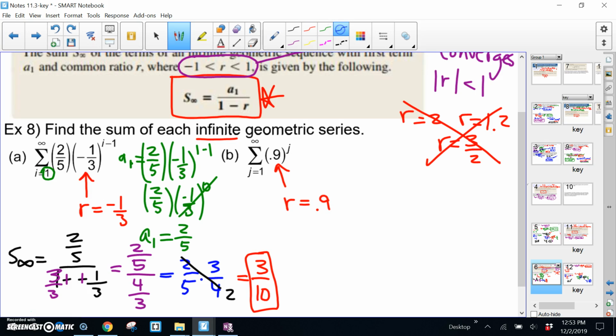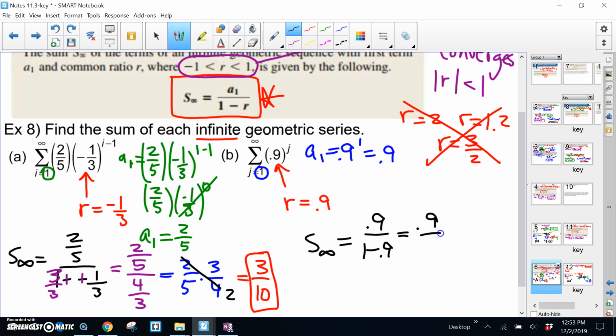Let's look at part B. We've already got R is 0.9, so that tells me it converges. A1 is what you would get when you plug in this 1. So 0.9 to the first. A1 is just 0.9. So I can find the sum of an infinite number of terms here. A1 over 1 minus R, that's 0.9 over 0.1, which is 9. That's your sum. So we would say it converges to 9.